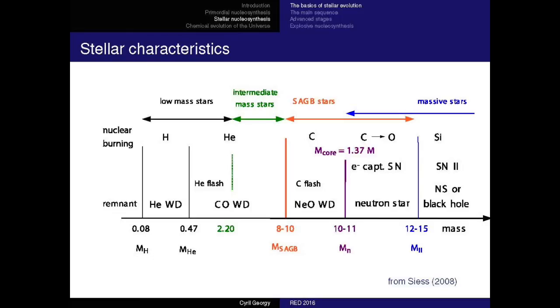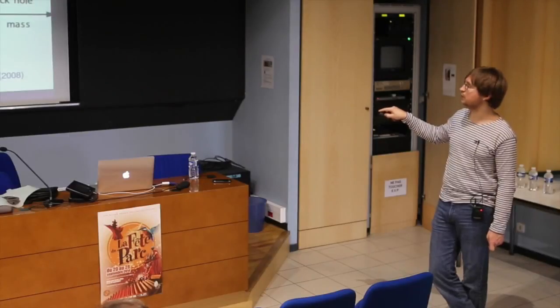From 2.2 to 8 or 10, we are in this intermediate mass star regime. If you go to still higher mass, from 8 to 10, maybe 10 to 11, these masses are not very well known, and sometimes they can even overlap. It's not clear what kind of star will go through this phase. You can have a carbon flash, carbon ignition. These stars will be able to burn helium into carbon and then burn carbon. It will produce a different kind of white dwarf, a neon-oxygen white dwarf.